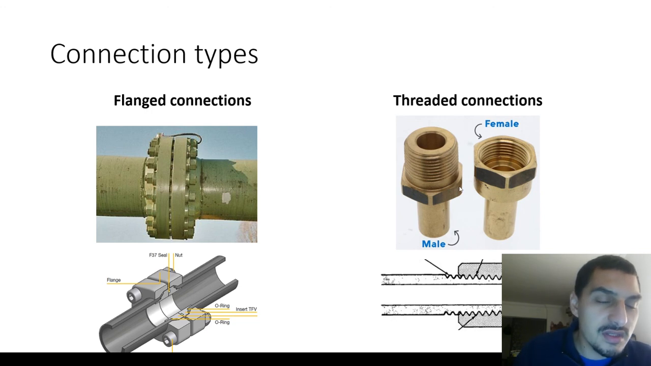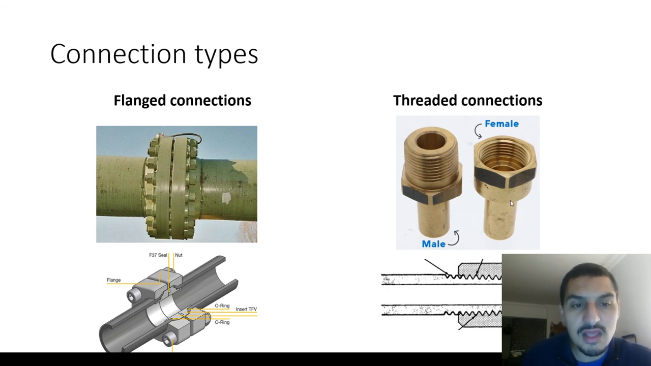The other is the threaded connections, and as we see, this is how it looks. It's doing threading to the pipe, the tube, the valve, or whatever thing that we're using. And there are two types, male and female, and they get connected by rotating. You just connect this and then rotate them like the cap of a bottle, and it works. Of course, we use something like Teflon tape or some other sealing materials to prevent the leakage in this case.